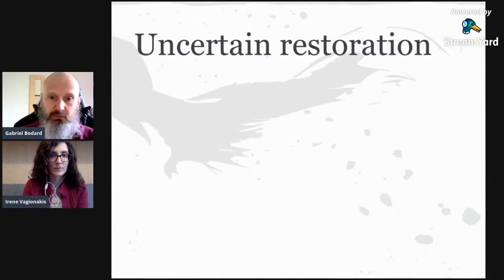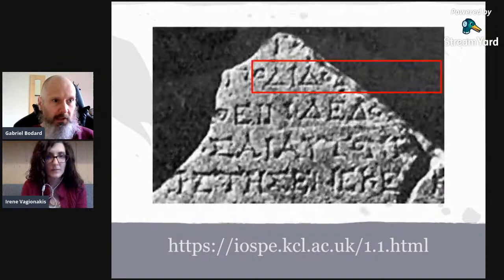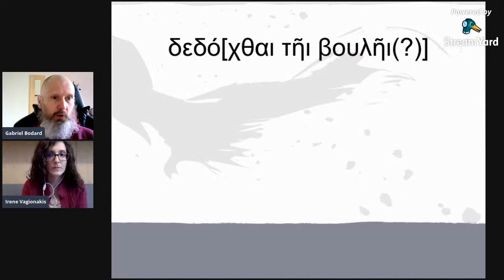The second example I want to give is slightly simpler to handle. This is a case where a restoration or part of a restoration is uncertain. So I'm going to take this example of an inscription, which is from the EOSPE corpus, and it's inscription 1.1 from that corpus volume 1, inscription 1. And I'm specifically going to take these characters here at the end of line 2, which is restored in the following way. So we say dedochthai and then probably te boule for the rest of that line.